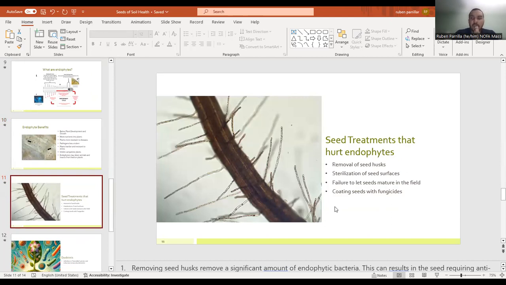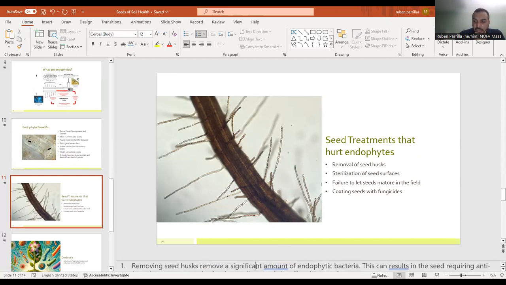So we're going to quickly go over some of the seed treatments that hurt endophytes. We now know what the endophytes are, their benefits. So I want to quickly go over some of these practices that are done now, whether that's conventional or even in your backyard. It's important to understand some of these things that reduce the amount of endophytes. Now, I'm not saying that we should not do one thing or another. It's just important to understand some of these principles as to how they relate to how the plant itself gets its nutrition.